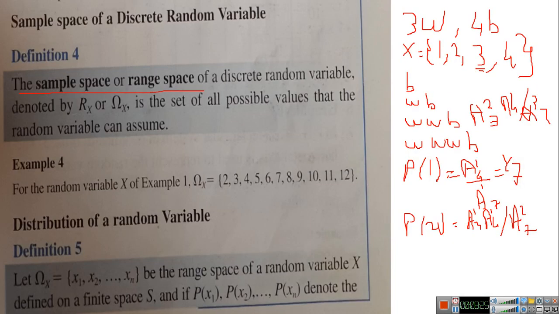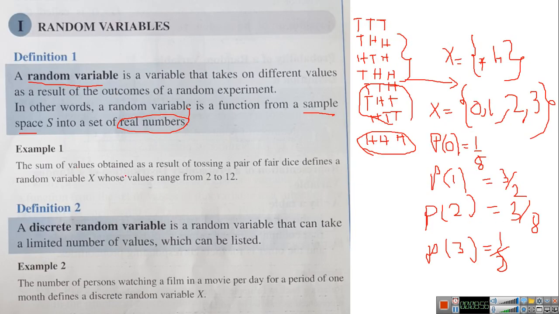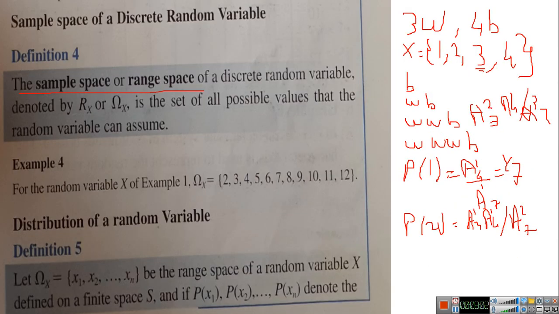So when you want to toss two dice, for example, what are the possibilities? You have 1 1, you have 1 2, you have 1 3, etc. up till 1 6, and you have, these are ordered pairs, 2 1 up till 2 6, till 6 1 up till 6 6. In number 1 it's the sum of values obtained as a result of tossing a pair. So we want to make the sum of the values.